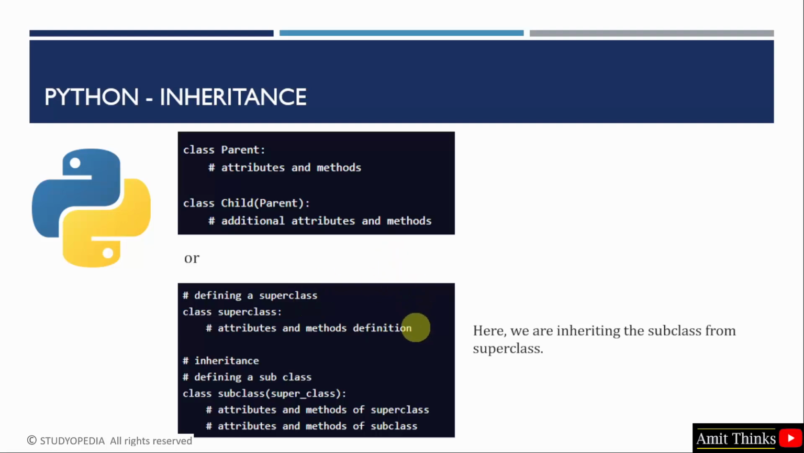Now let us see the syntax that will explain the concept of inheritance. We have the parent class, that is the superclass. It has its own attributes and methods. Then we have a subclass, that is a child class. In the brackets we have the superclass. So this will have the attributes and methods of not only its own subclass but also the superclass. Here we are inheriting the subclass from the superclass. This is the actual inheritance concept. And here is the syntax: if you have an Animal superclass and a Dog subclass, it will be class Dog with Animal in the parentheses.